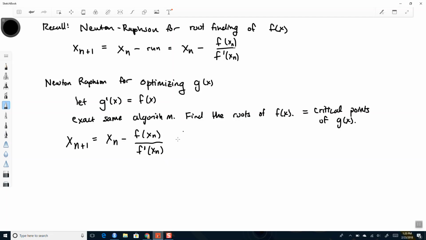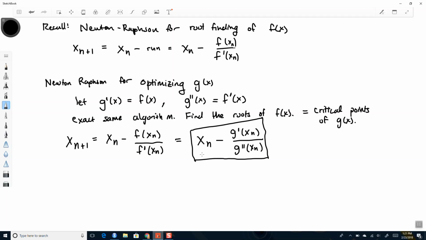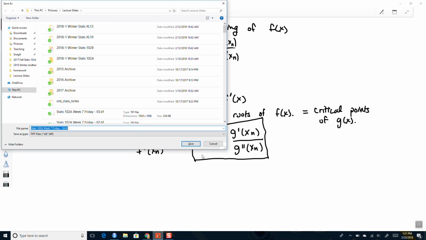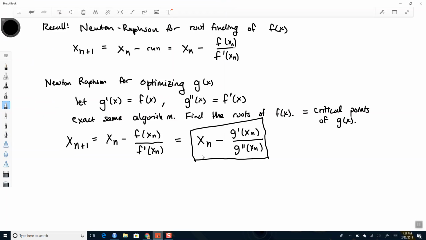Well, if f of x is g prime of x, then what would f prime of x be? F prime of x would be g double prime of x, right? So if we want to write it in terms of g, x of n plus 1 is going to be x of n minus g prime of x n over g double prime of x n. And that's it. Basically, you can take any of the other root finding methods, and if you apply it to a derivative of a function, then it's now an optimization.